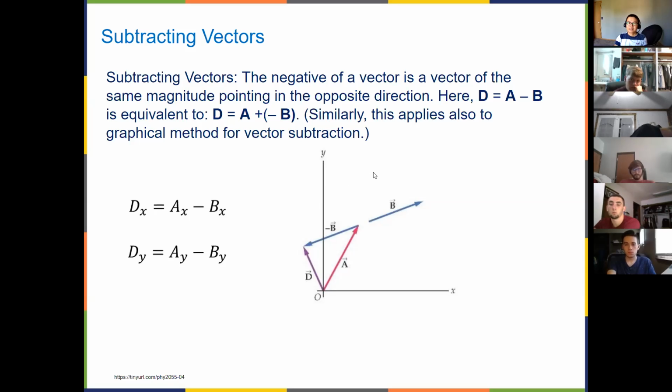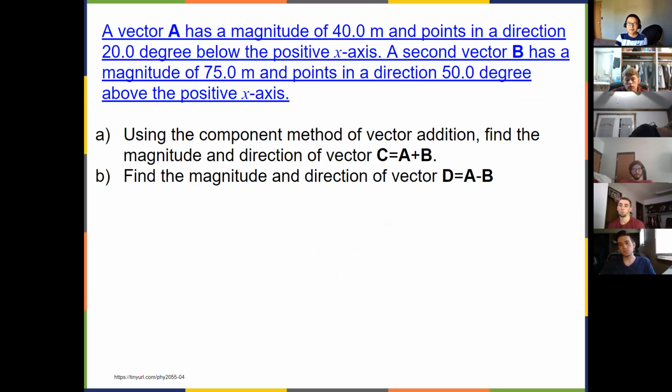So in that case, the components for the new vector will be, for the X component, simply AX minus BX, and for the Y component, AY minus BY. Simply like that. So again, if you are doing subtraction, you want to figure out the X and Y components of the original vectors, and then you can use them to determine the components of the new vector. So this is the analytical way to do it.